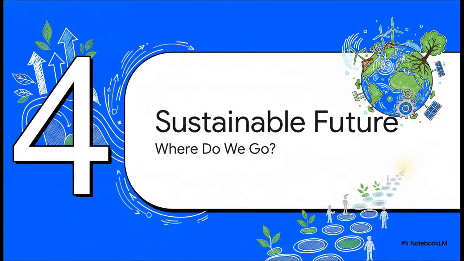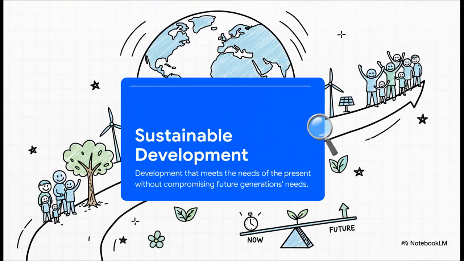All right, after discussing these serious problems, what's the path forward? This final section explores a concept that offers a hopeful way to move ahead, the idea of a sustainable future. That path is called sustainable development. The idea, as laid out in the Brundtland Report, is simple but powerful. We need to meet our own needs today, but in a way that doesn't prevent future generations from meeting theirs.